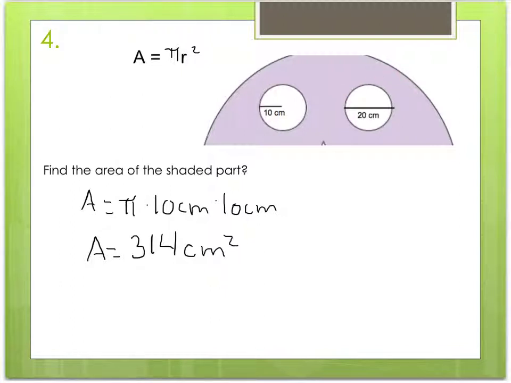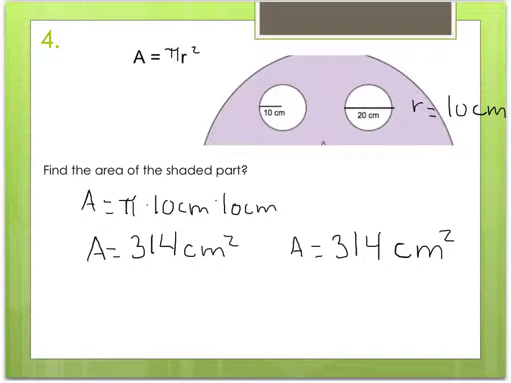Now we are going to calculate the area of this circle. Now when we look at this, we have the diameter, so we need to calculate the radius. And to get the radius, we divide the diameter by 2, which gives us a radius equal to 10 centimeters, which is the exact same as the area that we already calculated for this one. So this means that the area of both circles is equal to 314 centimeters squared.